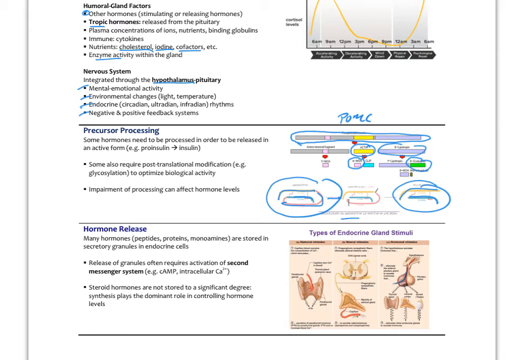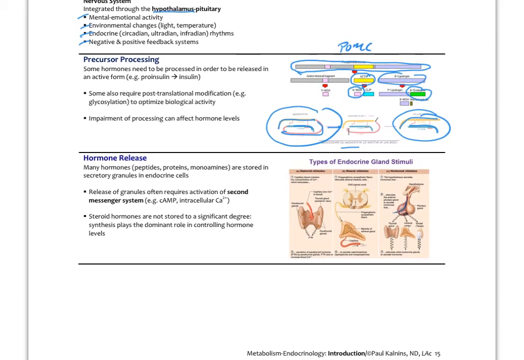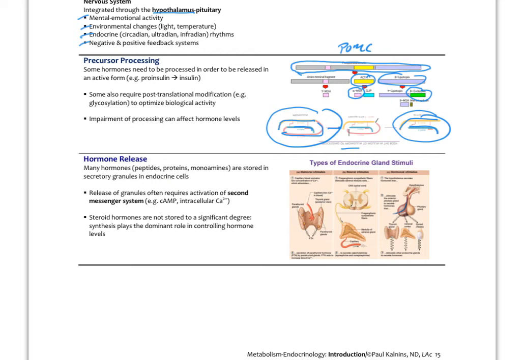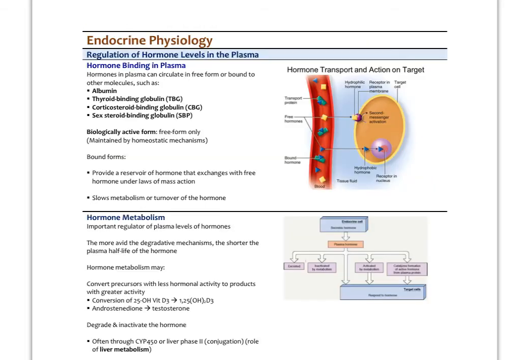Hormone release, many hormones are also stored. Again, the non-steroid hormones can be stored in granules, and they're released in response usually to a second messenger system, so ligands have to bind to that cell to stimulate the release, or the nervous system has to activate. So that's another little mechanism there. They can regulate plasma hormone levels.